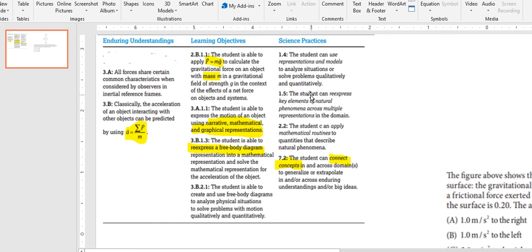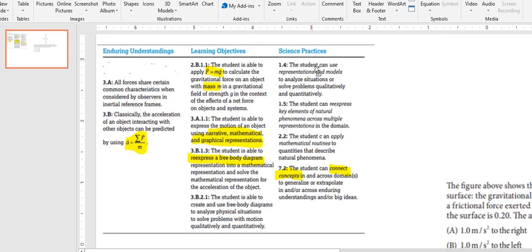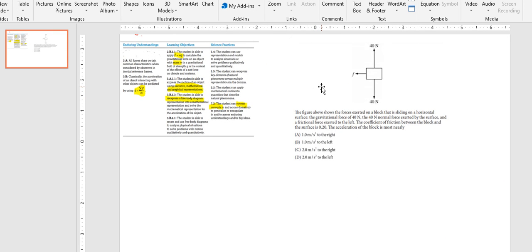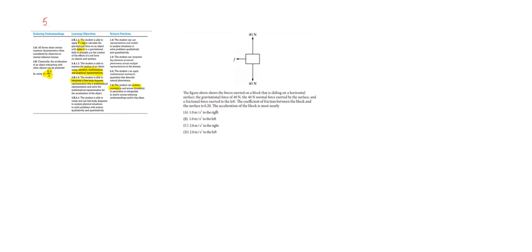Yeah, and then it says mathematical routines. Remember, math does not necessarily involve numbers, and usually when it does on the AP test, they're pretty easy. So anyway, let's find the important information.